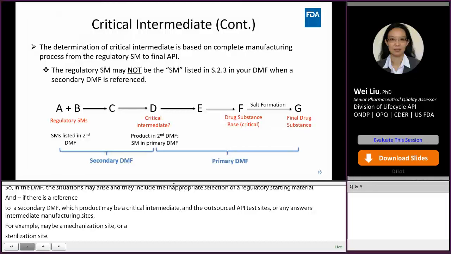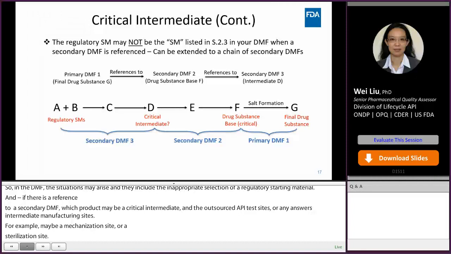That means we will evaluate the complete process included in both primary DMF and secondary DMF to make the decision. As we mentioned before, we will consider the complexity of the drug substance, the number of steps from intermediate D to final drug substance G, in-process controls, and the intermediate specifications.